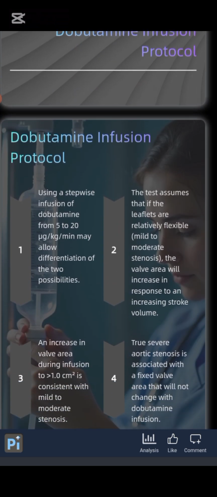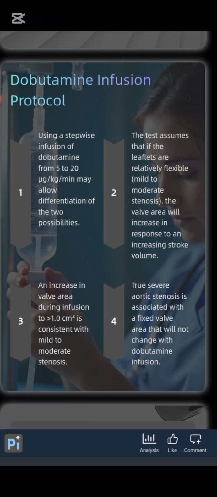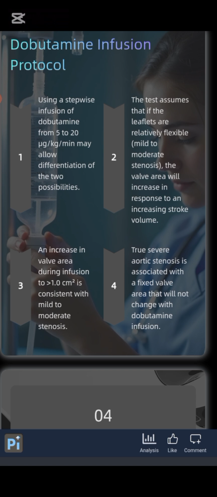Dobutamine infusion protocol. Using a stepwise infusion of dobutamine from 5 to 20 micrograms per kilogram per minute may allow differentiation of the two possibilities. The test assumes that in mild to moderate stenosis, the leaflets are relatively flexible. The valve area will increase in response to an increase in stroke volume. An increase in the valve area during infusion to greater than 1.0 square centimeter is consistent with mild to moderate stenosis.